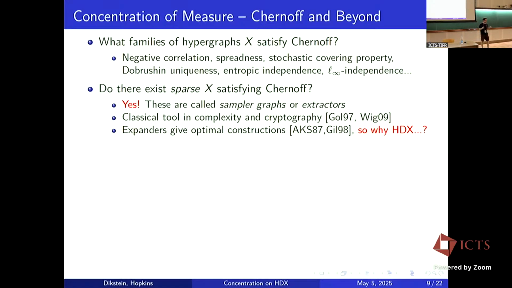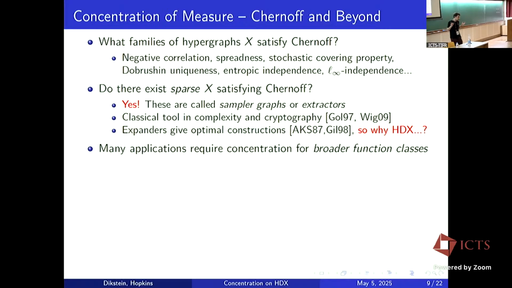I can take my hypergraph to be a k-length walk on an expander, and it will satisfy a derandomized Chernoff bound. And this has been a really, really useful fact in the past 20 or 30 years in derandomization applications. So in this case, I've told you that concentration is one tool that's making HDX really powerful. So if we already had this through expanders, why should I care? Why is concentration somehow more powerful on high-dimensional expanders?